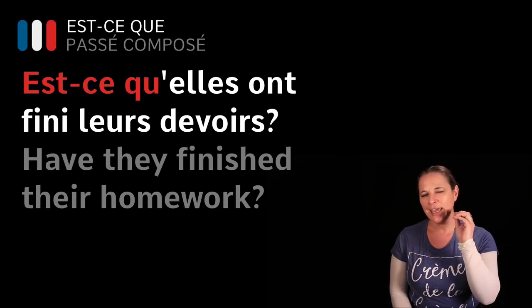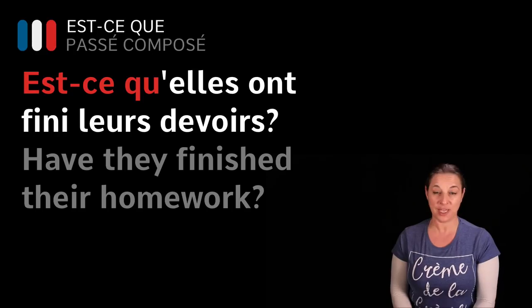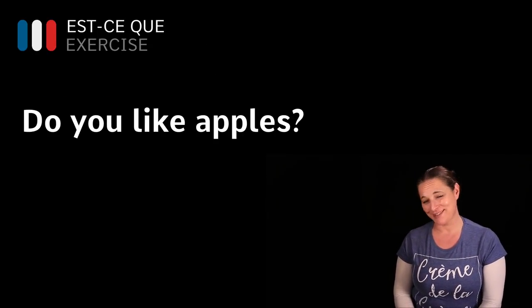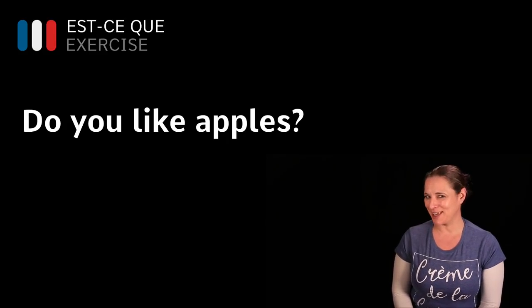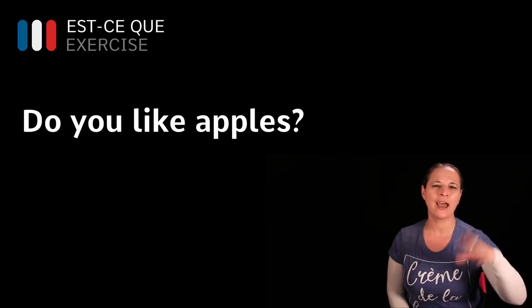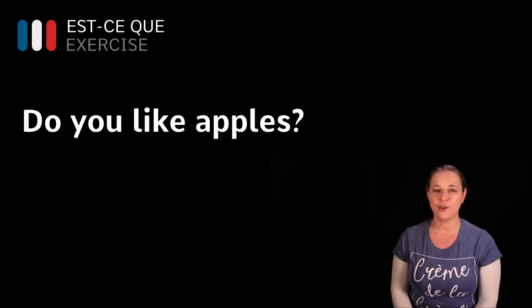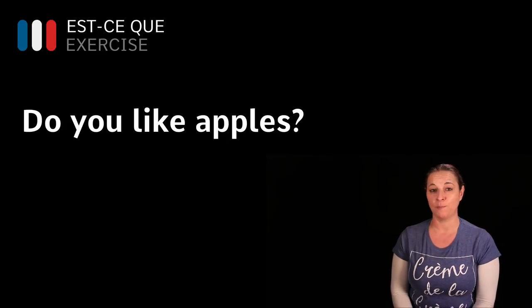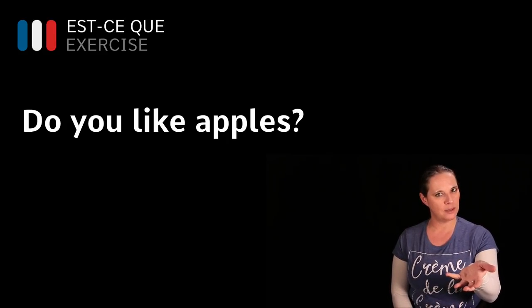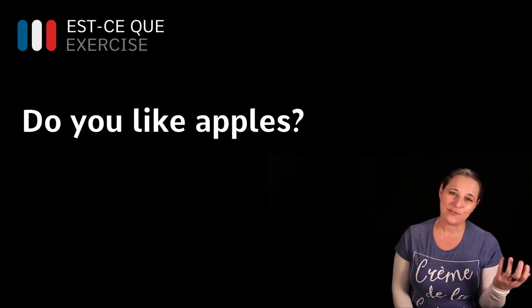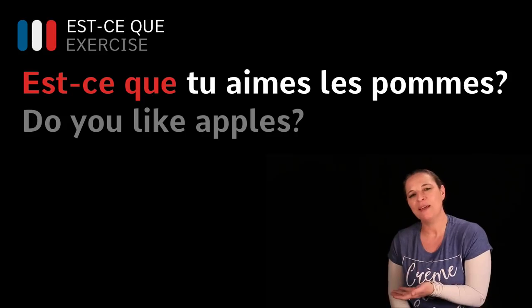Okay. Here's a little exercise for you. Can you say this in French using est-ce que? Do you like apples? Do you like apples? Okay, that shouldn't throw you. Just get rid of the do. We don't have this in French anyway. So all you want to be able to say is you like apples and put est-ce que in front of it. So, tu aimes les pommes? Do you like apples? Tu aimes les pommes? And add est-ce que in front. Est-ce que tu aimes les pommes?